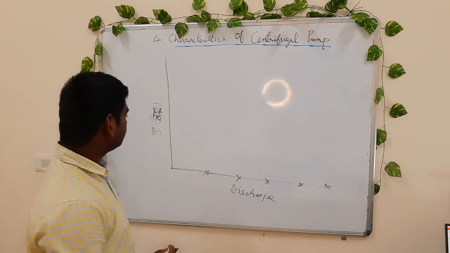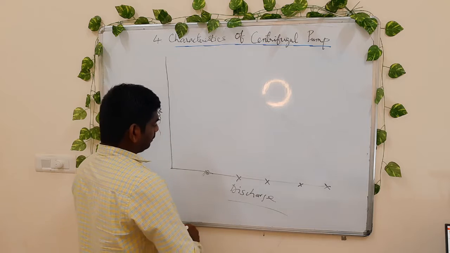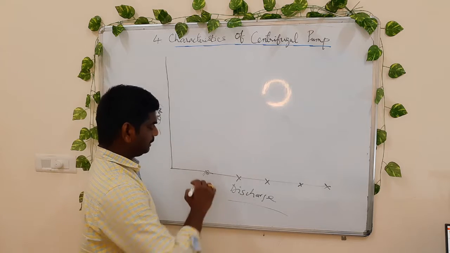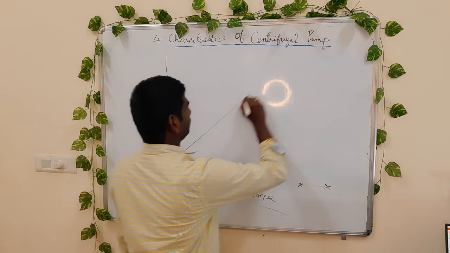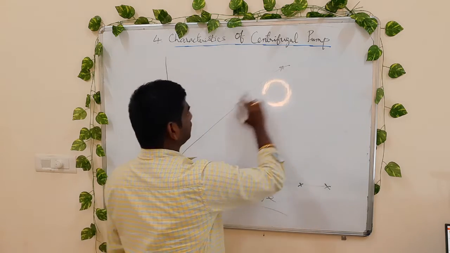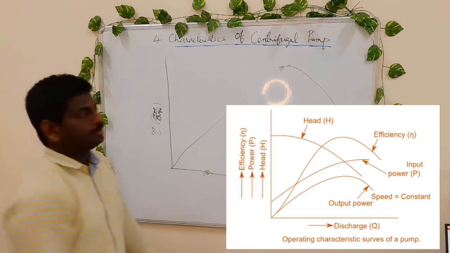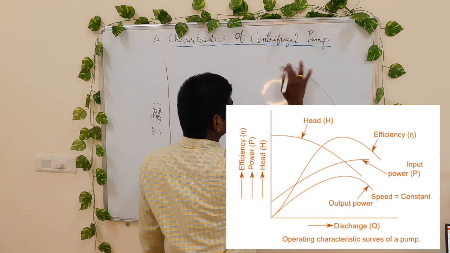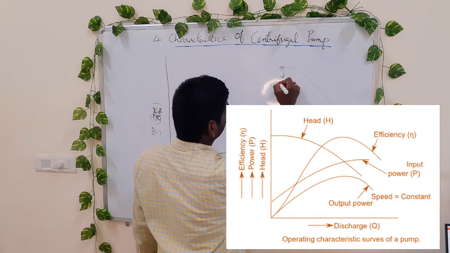If you see the efficiency with respect to discharge, the efficiency increases with respect to discharge to a particular level, then it comes down. This is called the critical point, critical efficiency.